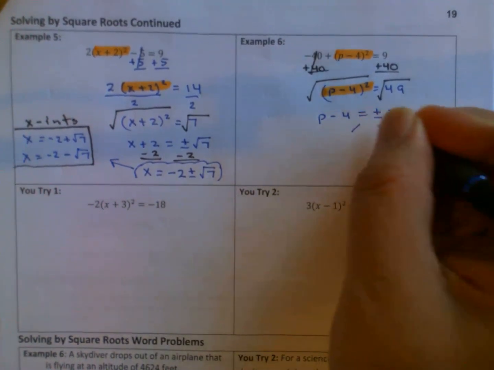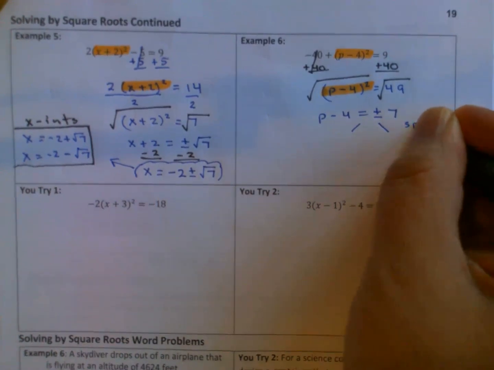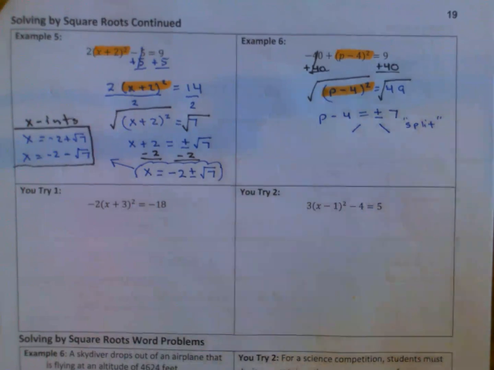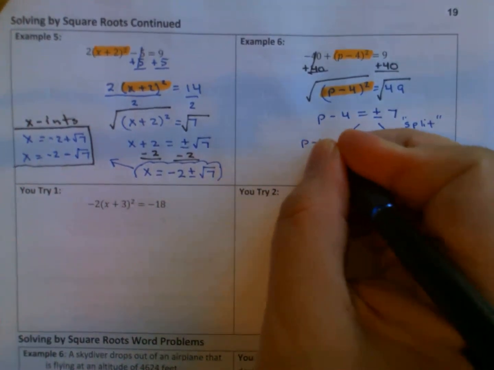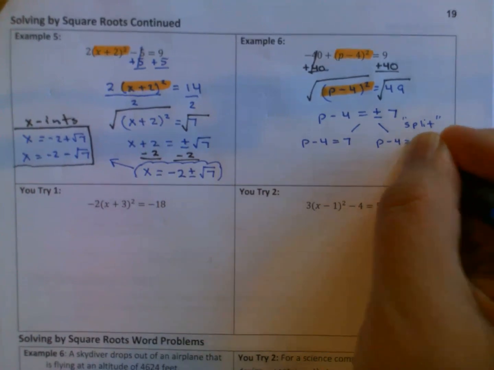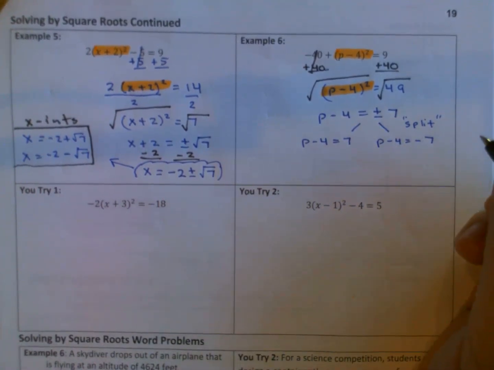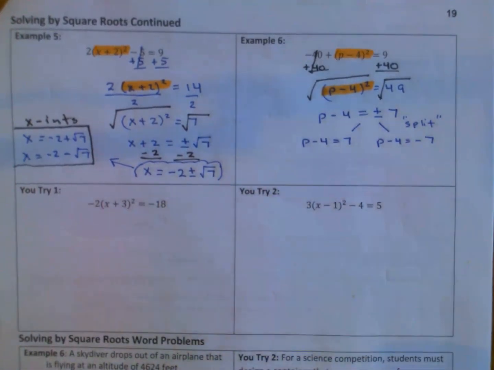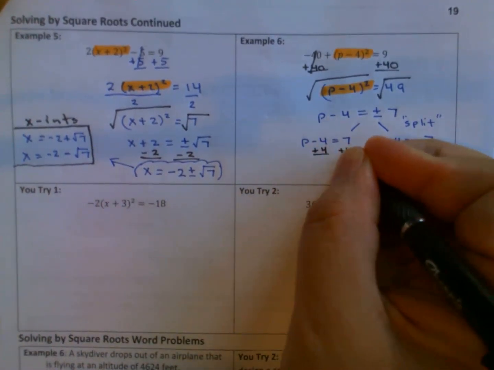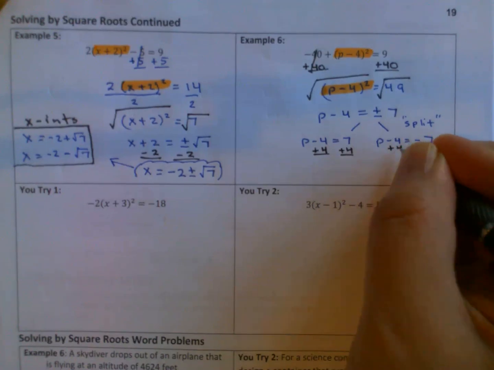So this is where I like to do my split. I like to split my problem up into two. So we're going to do the split. And the first one is p minus 4 is equal to 7. The other one is p minus 4 is equal to negative 7. Remember, these are regular numbers that I have to work with. So that's why I have to take this little step so that I can actually finish the problem. So we add 4 to both sides.